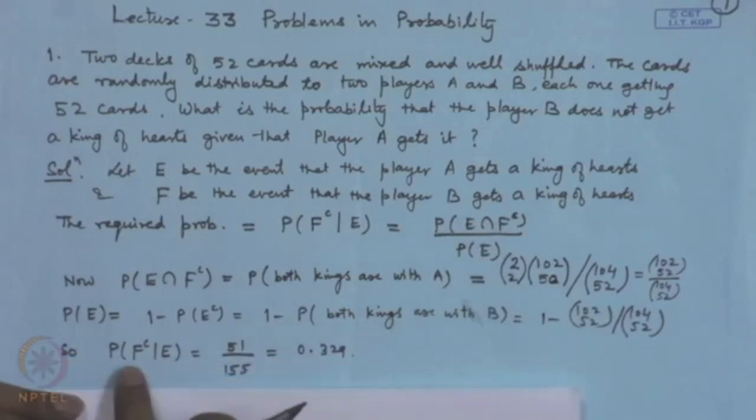So, substitute both of these terms in this formula. We get the probability of F complement given E as, after simplification, 51 divided by 155, which is 0.329, or approximately 0.33. That means there is a 33%, or about one third, chance that player B does not get a king of hearts, given that A gets it. Let us look at another problem.